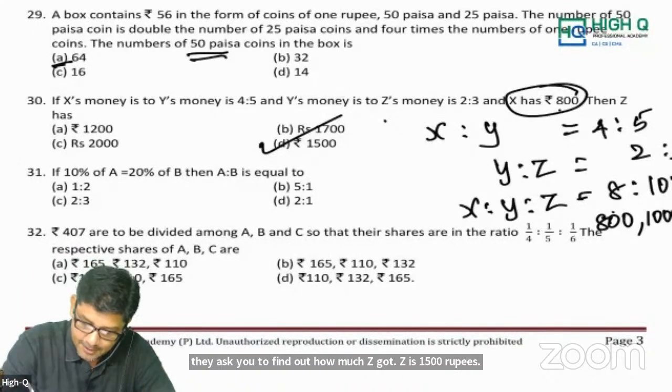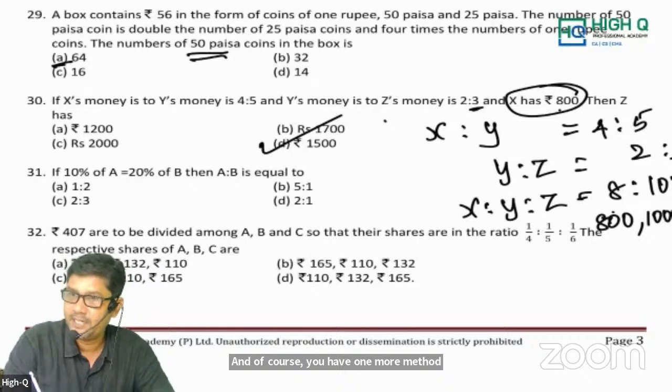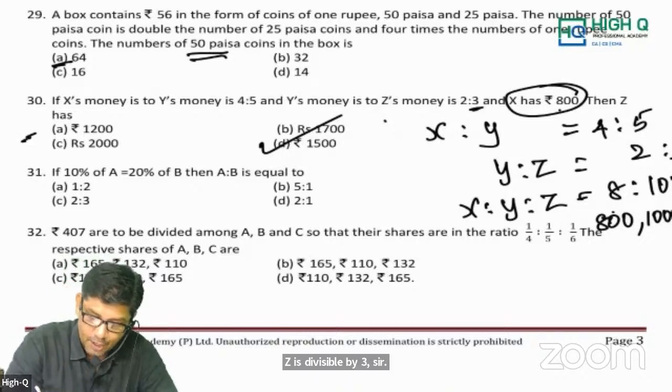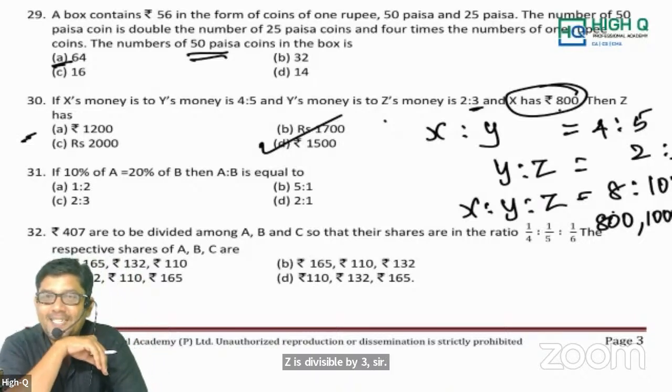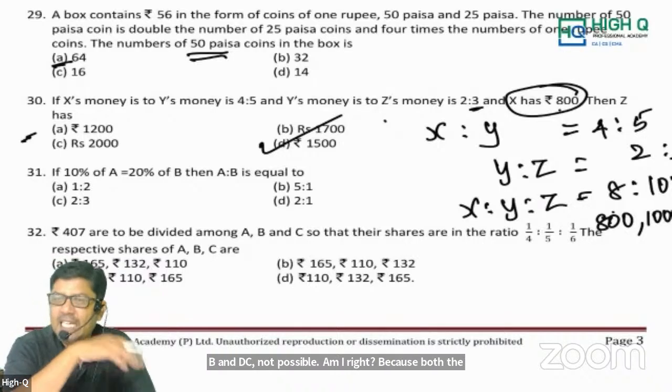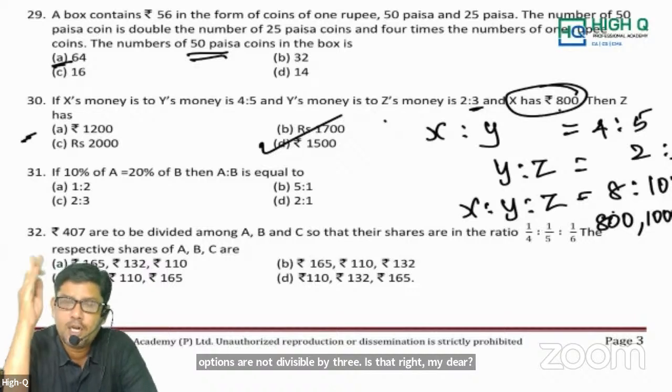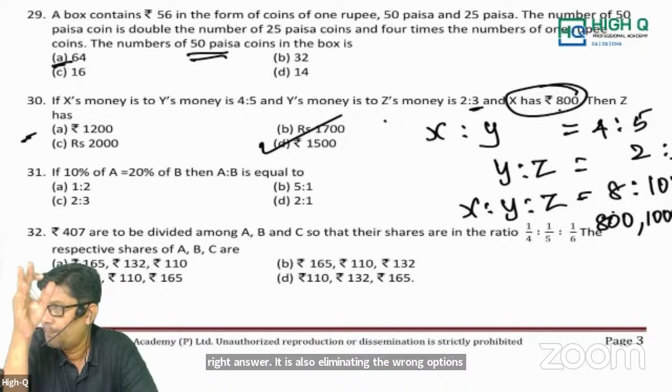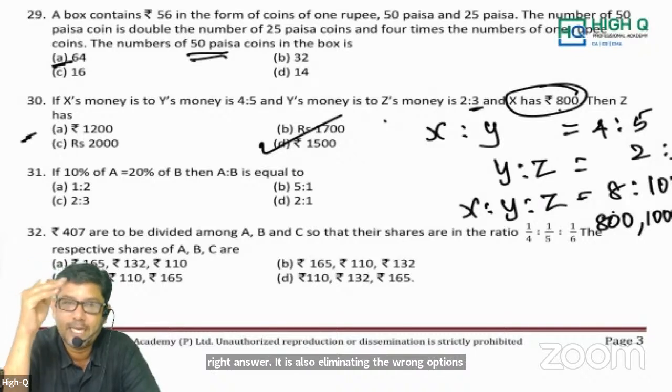And of course, you have one more method. Sir, Z is divisible by 3. My option is either A or D only. B and C are not possible, am I right? Because both the options are not divisible by 3. Is that right, my dear? See, remember one thing. It is not only about getting the right answer, it is also eliminating the wrong options. Every time don't expect that you will get the right answer, and sometimes you have to eliminate the wrong answers.